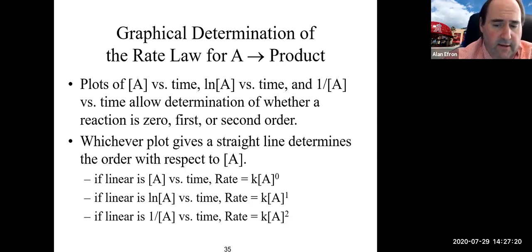Any questions on first, second, zero order, what you need to know?